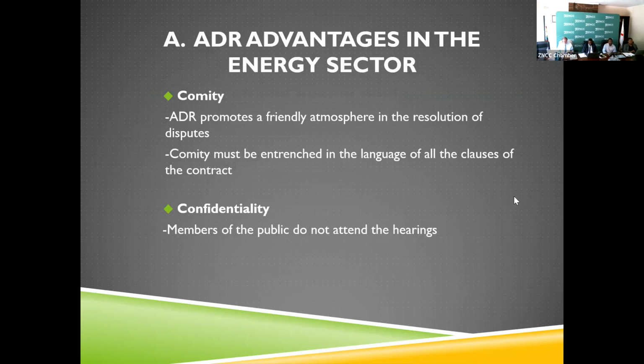So the first thing that I will talk about in terms of advantages of ADR is the issue of comity. Having written a lot of contracts and done a lot of contract management, whether it's energy, projects, and other things, I think ADR should not just be a clause in the contract where you say, oh, does this contract have an arbitration clause? Does it have a mediation clause? Does it talk about alternative dispute resolution in a specific clause?